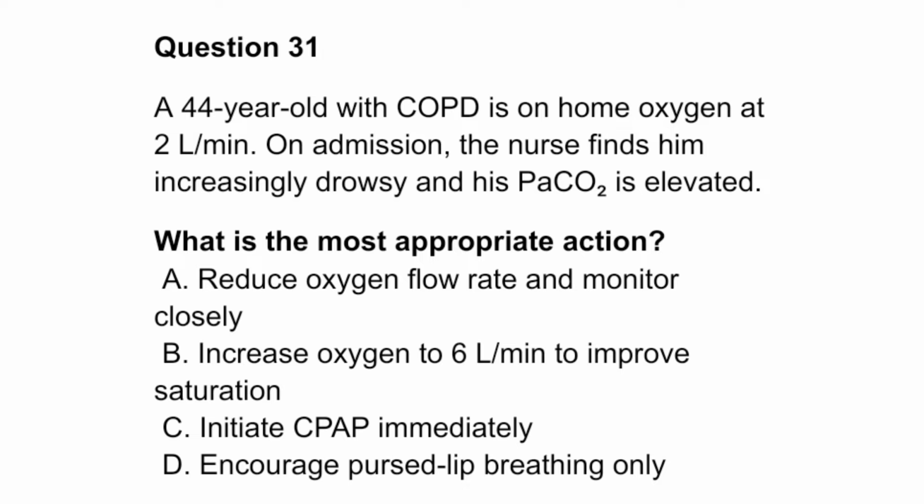Question 31. A 44-year-old with COPD is on home oxygen at 2 liters per minute. On admission, the nurse finds him increasingly drowsy and his PaCO2 is elevated. What is the most appropriate action? A. Reduce oxygen flow rate and monitor closely. B. Increase oxygen to 6 liters per minute to improve saturation. C. Initiate CPAP immediately. D. Encourage pursed lip breathing only.